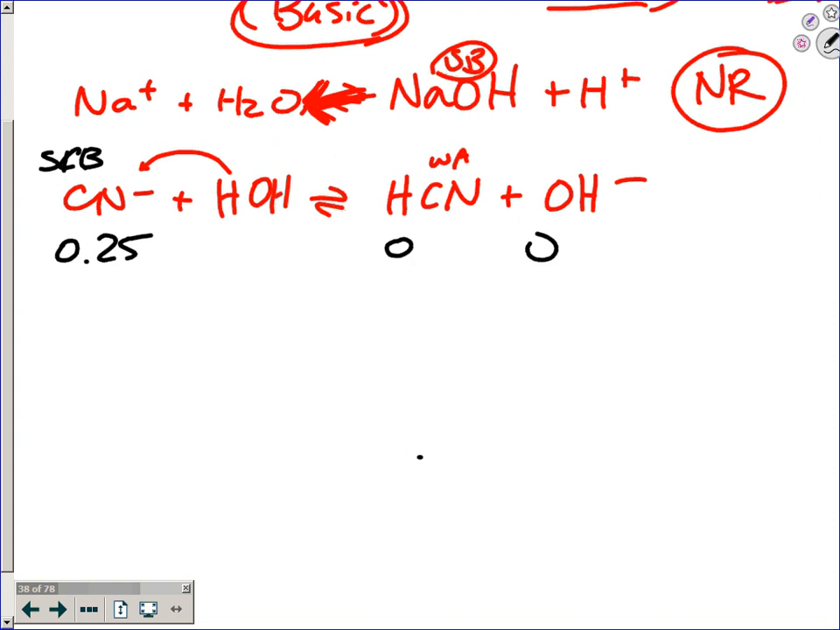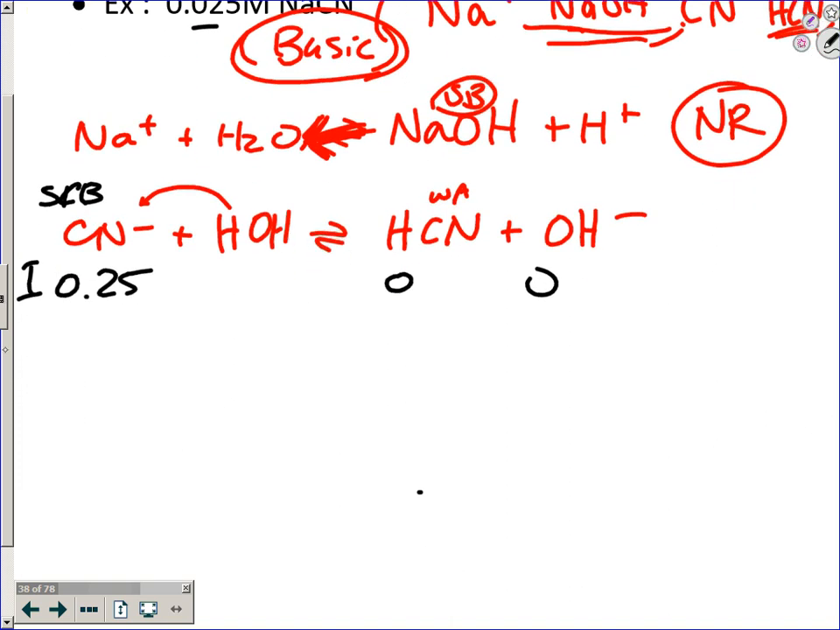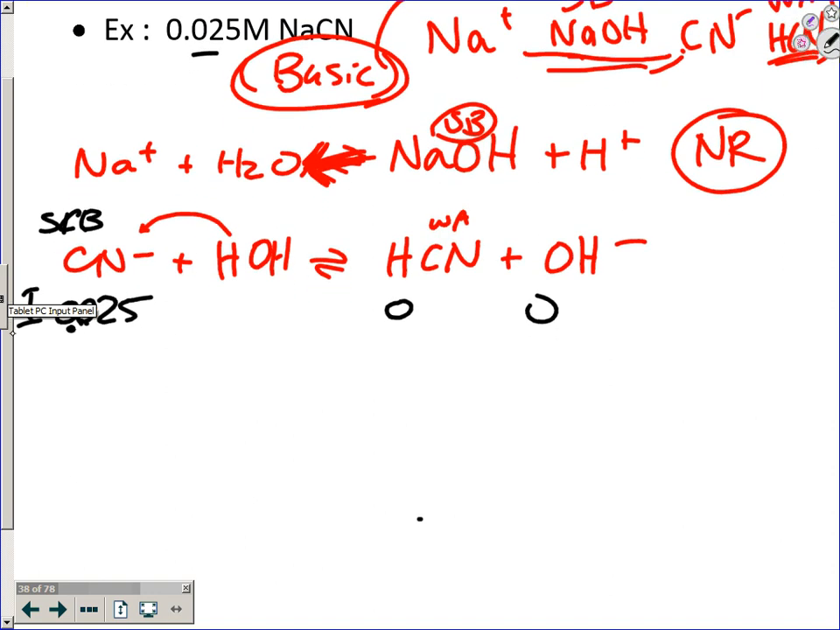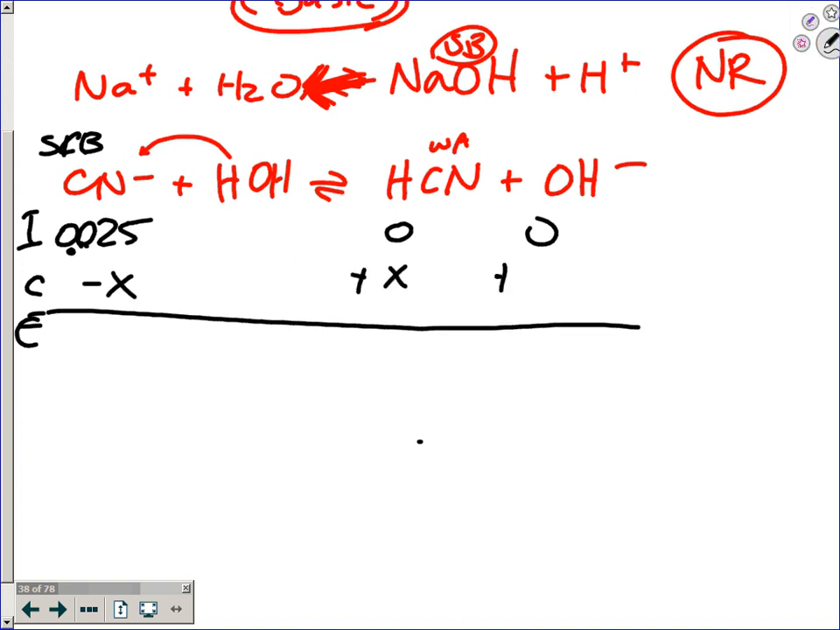I'm going to run through ICE. What was it? Oh, 0.25. Thank you. So we're going to run through ICE. So subtract x, add x, add x. And this gets tedious, so I kind of truncated it down to just one line. You can do that yourself as well.